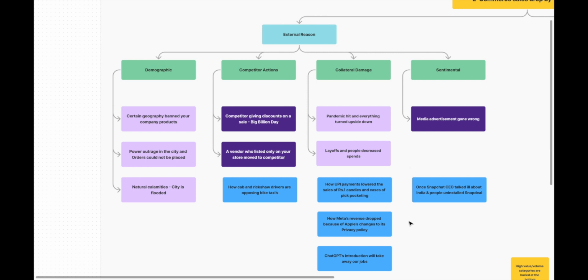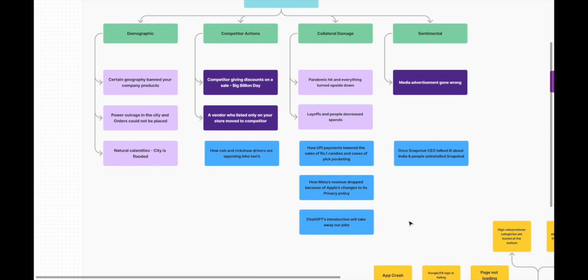So there are multiple more examples like this of how collateral damage could affect a company. For example, how UPI payments lower the sales of 1 rupee candies, and the case of pickpocketing. Because there is no cash exchange, there is no exchange of 1 rupee coins, and therefore the shopkeepers used to just give back a candy in exchange for a 1 rupee coin. They stopped giving them because it was all UPI payments, and companies producing Eclairs and other candies had a degrowth. The case of pickpocketing is another case where, because everything is a UPI transaction, people barely carry wallets and there's no pickpocketing actually happening.